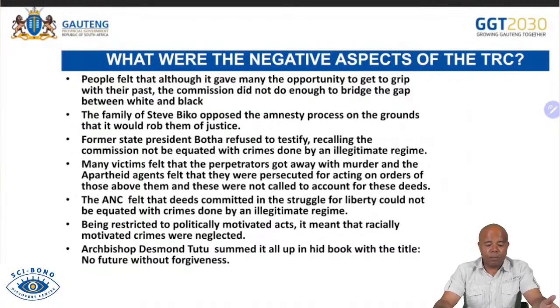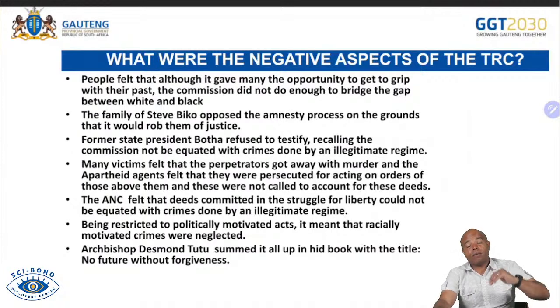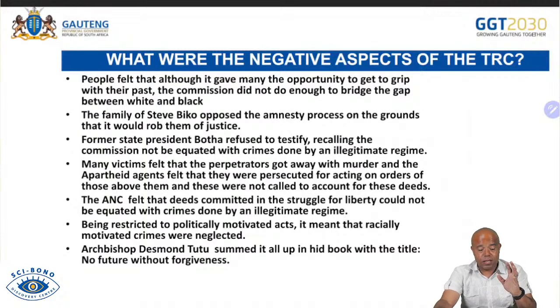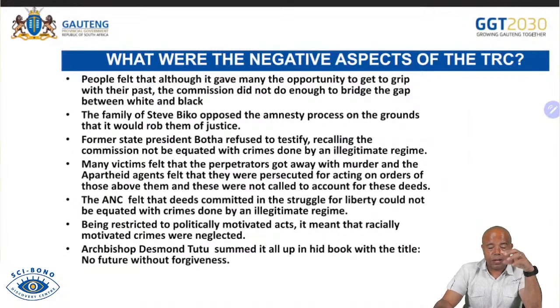Then Archbishop Desmond Tutu summed it all up in a book with the title "No Future Without Forgiveness." So we need to understand now, after everything occurred, this is what happened. He had a book, and the name of the book was "No Future Without Forgiveness."